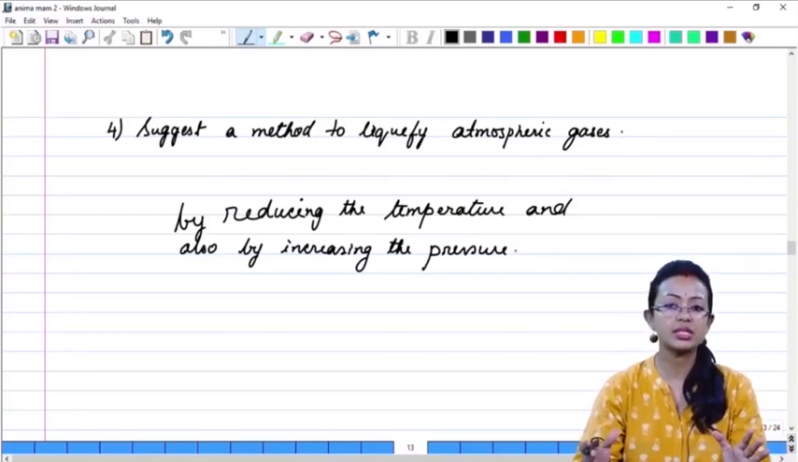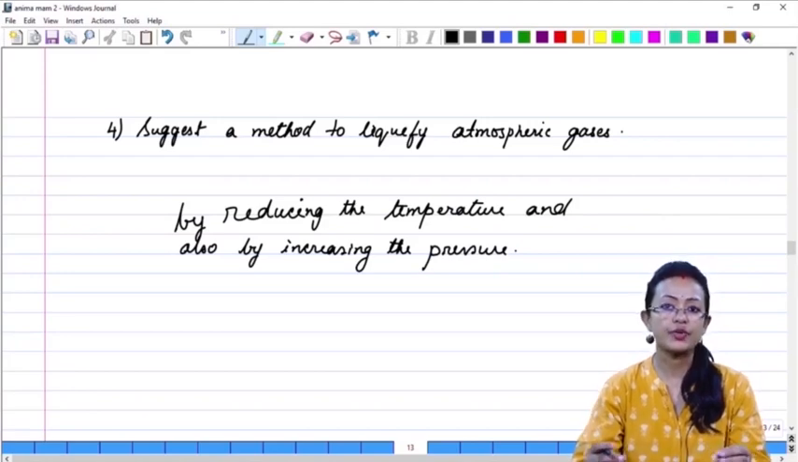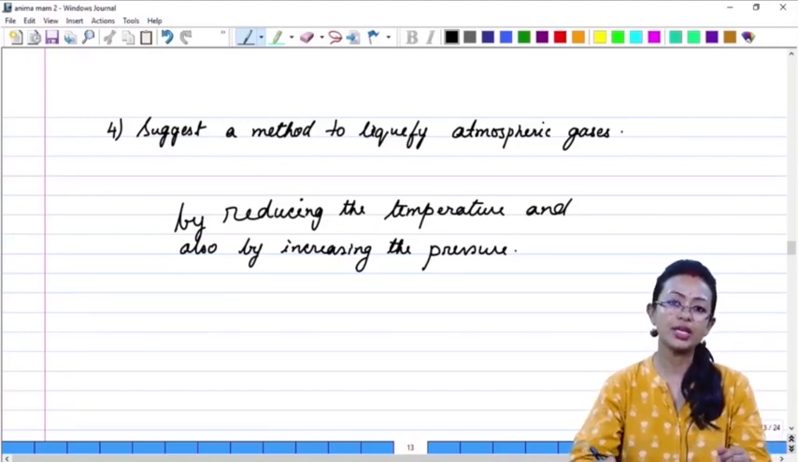Because the moment you exert pressure and you are reducing the temperature, it will force the particles to come closer to one another and thus get converted into the liquid state.